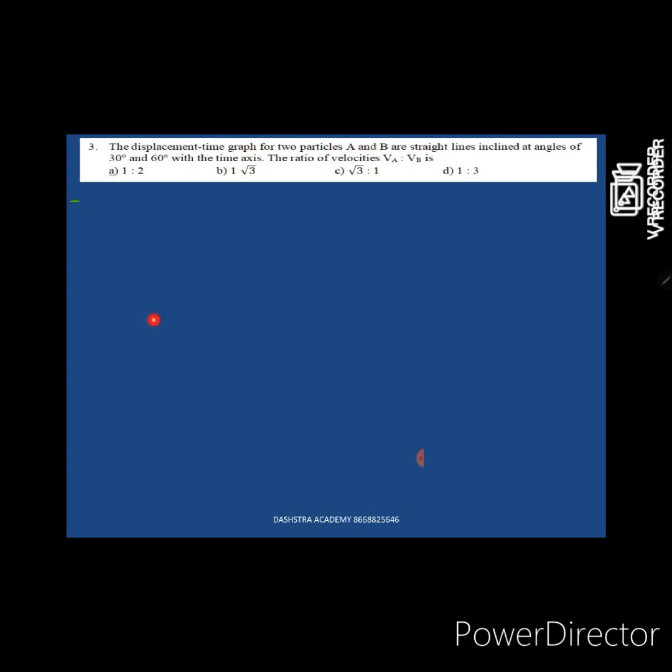Then the next one. The displacement time graph for two particles A and B are straight lines inclined at angles of 30 degree and 60 degree with the time axis. The ratio of velocity VA and VB is. So they are saying that this displacement time graph is given, and two straight lines inclined at angle 60 degree and 30 degree. So this is 30 degree, this is 60 degree, right?